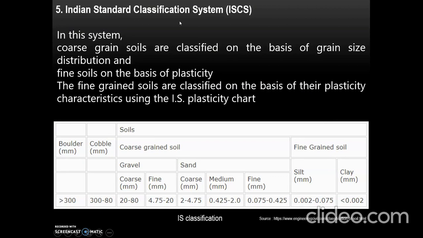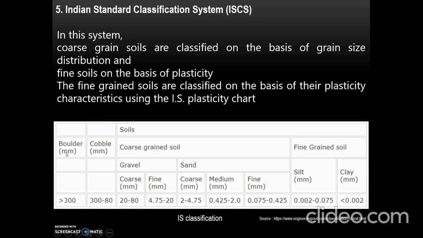Next is the Indian Standard Classification System, which is represented as ISCS. This is one of the important classification systems based on which the soils will be classified. In this system, coarse grain soils are classified on the basis of grain size distribution, and fine grain soils are classified on the basis of their plasticity characteristics using the IS plasticity chart.